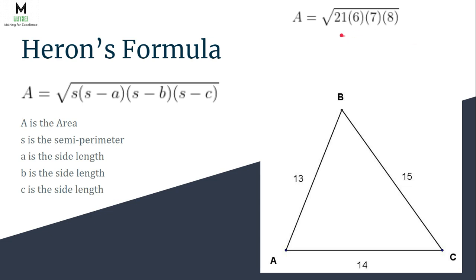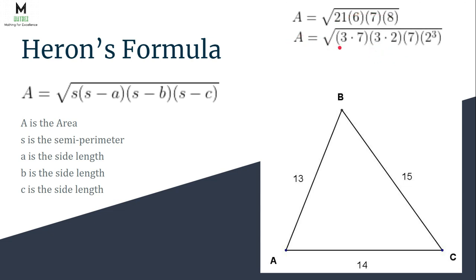However, this is kind of a hard computation, so a good skill to use in conjunction with Heron's formula is prime factorization. To minimize the amount of brute force calculation and minimize the chance of error, we're going to take the prime factorization of these numbers.